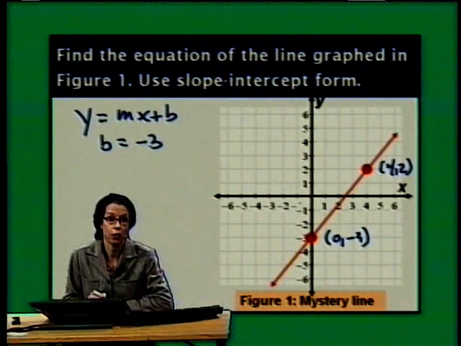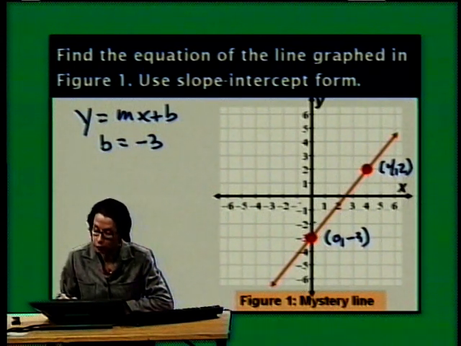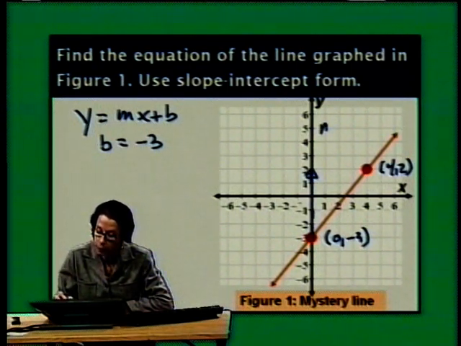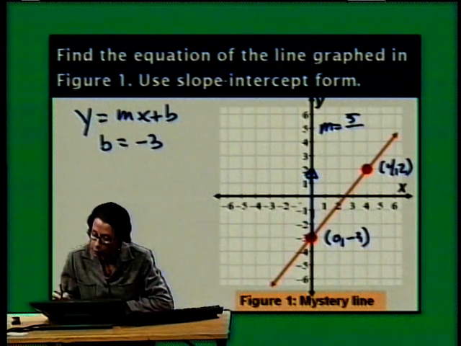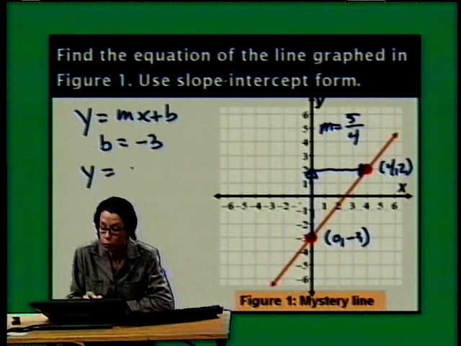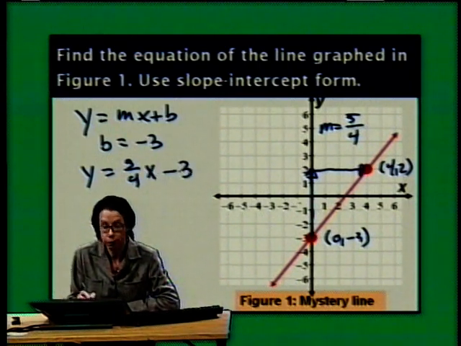I can also determine the value of the slope from the graph. So going from my vertical intercept to the point (4, 2), I have a rise of 5 and a run of 4. So my proposed equation is y equals 5/4 x minus 3.